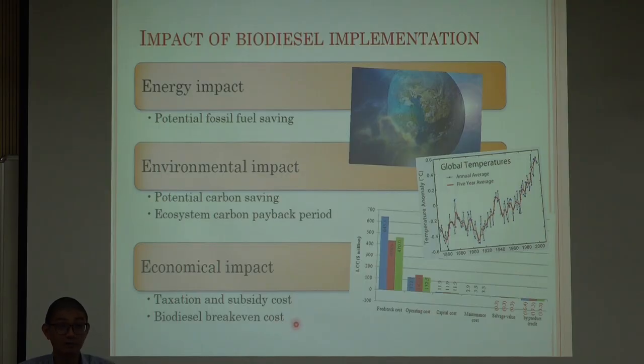So what is the proposed detailed price? Maybe you can suggest to your government if you want to implement a certain policy. You want to write certain policy papers. So these are all the things that we need to consider.